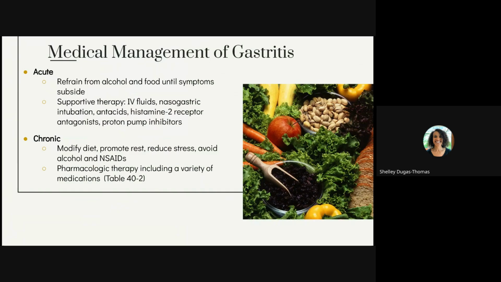So, acute gastritis, the management includes avoiding alcohol and foods until symptoms resolve, with supportive care such as IV fluids, nasogastric intubation if needed, and medications like antacids, H2 blockers, or proton pump inhibitors. With chronic gastritis, the treatment focuses on lifestyle changes, including diet modification, stress reduction, rest, and avoiding alcohol and NSAIDs, along with appropriate pharmacological therapy.